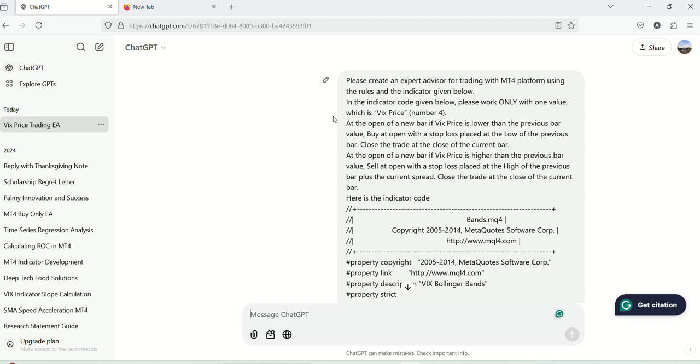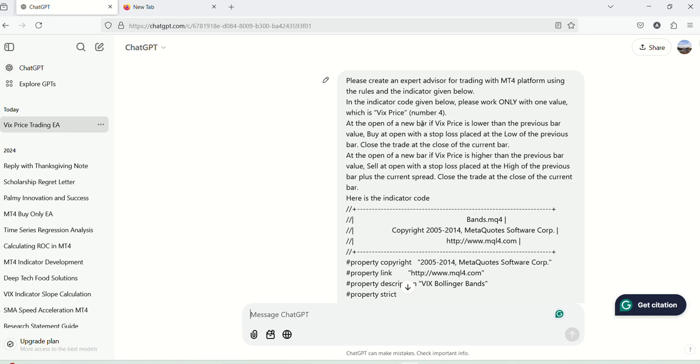A robot creation using ChatGPT. This robot is called an expert advisor and can be used on the MT4 platform to trade any instrument automatically.